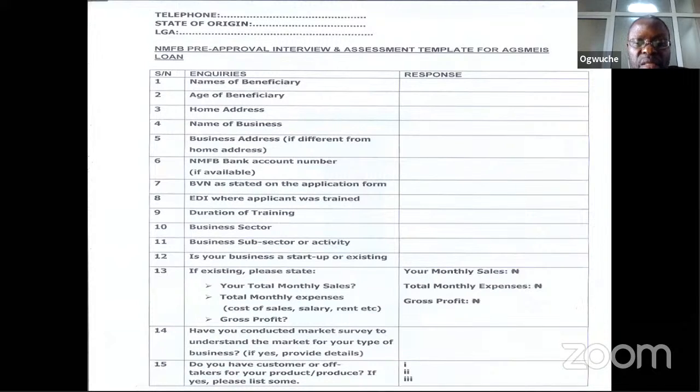Is your business a startup or existing? You let us know. The field for response is there. You write existing or startup. If it's existing, please state. This is where people normally get a little bit confused.